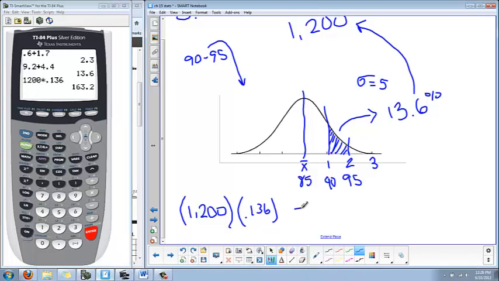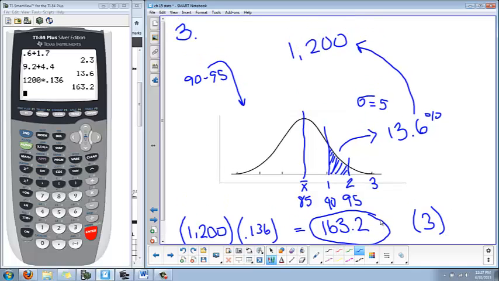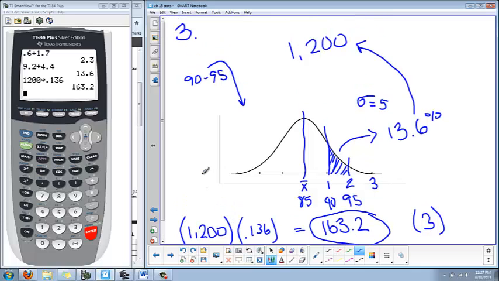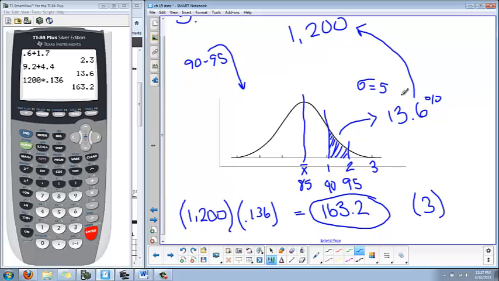And that is 163.2 students. And you can't have a 0.2 of a student. So your answer is choice 3, which is 163 students. Okay? So you will see questions like that when they want a specific number of people, of students, of scores. And in that case, you need to figure out what the percentage is and then figure out what that percentage is in terms of the total population that you're talking about.